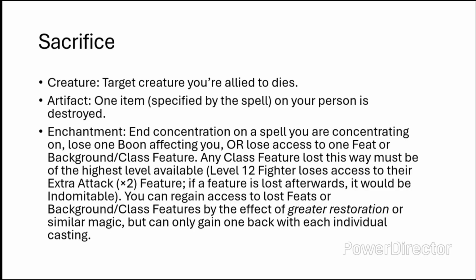But with a lot of these abilities that I'm going over with you today, they are coincidentally very similar to this level drain process. But they're all separate abilities. They all do something that is similar to level drain. Sacrifice an enchantment, you have a chance of losing access to your highest class feature. Or maybe your background feature.